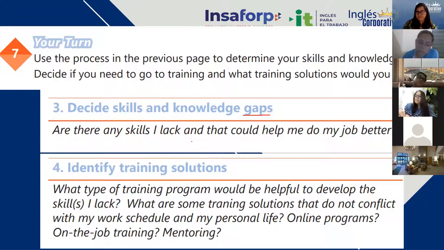And then identify training solutions. What type of training program would be helpful to develop the skills I lack? Yes, now we're looking for solutions, right now that I know and what I should know. What training program would be helpful for me to develop those skills I lack? What are some training solutions that do not conflict with my job schedule?